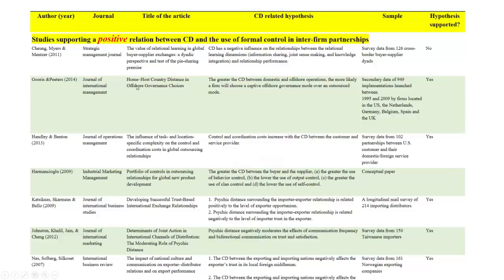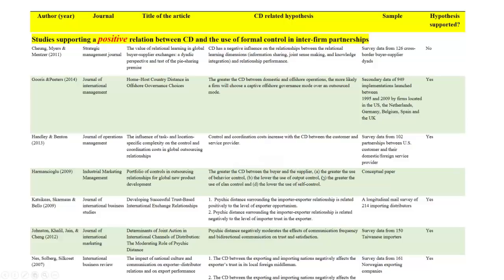Here, the second one, Goris and Peters: the greater CD between domestic and offshore operations, the more likely a firm will choose a captive offshore governance mode. Is that formal control? Well, broadly, but again, I haven't defined it. And then we look at Hanley and Benton: control and coordination costs increase when culture distance between the customer and service provider increases. Again, control and coordination costs is another angle of looking at some kind of control. But is it formal control?